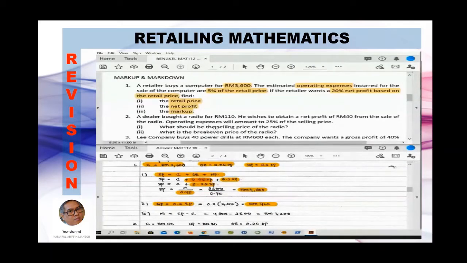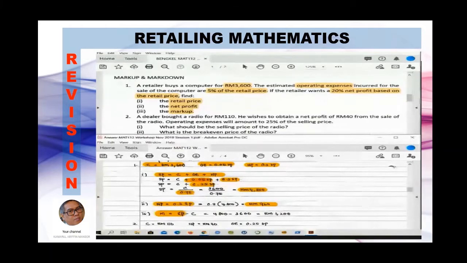So kat sini nilai markup kita boleh dapatkan dengan dua cara. Okay, satu cara adalah dengan menambahkan OE plus NP iaitu 0.25 SP ni. Ini adalah nilai markup. Ataupun kita just boleh ambil perbezaan antara nilai SP dan cost, selling price dengan cost. Sebab kita dah ada nilai SP, kita ada nilai C, kita just boleh ambil SP minus C. So kita akan dapat nilai markup adalah 1,200.